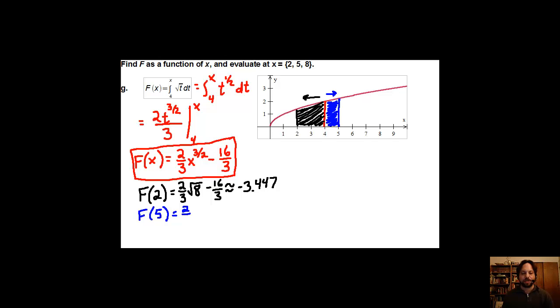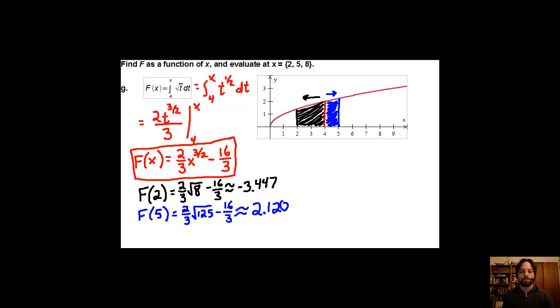This is going to be 2/3 times the square root of 125. That's 5 cubed, minus 16/3. And again, if I decimalize that, and if I did it correctly, I should have 2.120. And that makes sense. This blue area is less than this black area, the magnitude of it anyhow. But it is positive because I am going forward this time around.